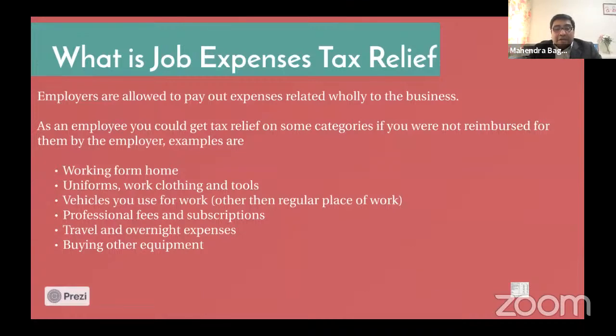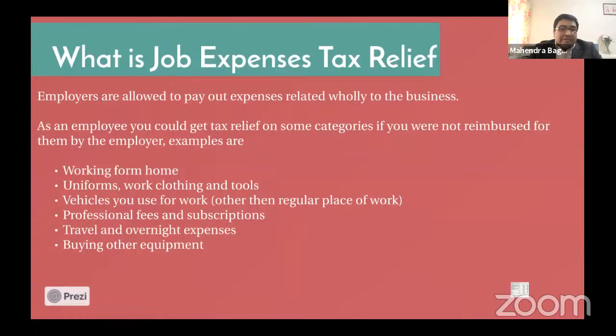But as an employee, if you are not being reimbursed for certain expenses by your employer, and you believe that they are related to the delivery of the job, so if you don't have that, then of course you won't be able to deliver your job, then you could be eligible to get some tax relief on those expenses.